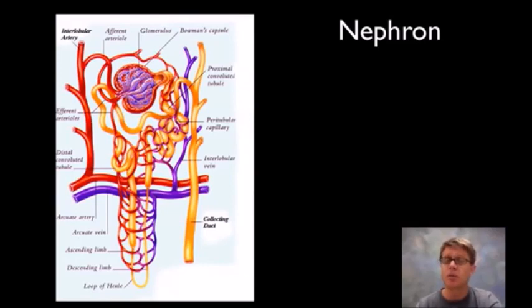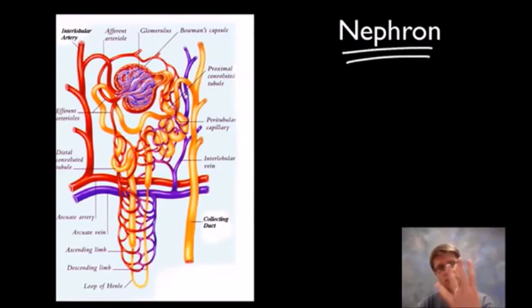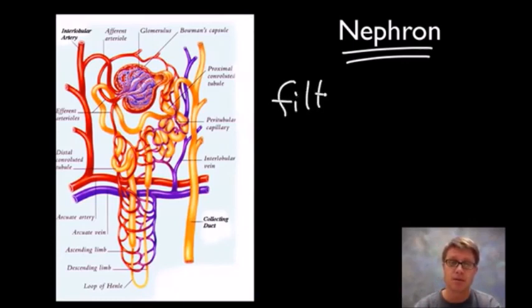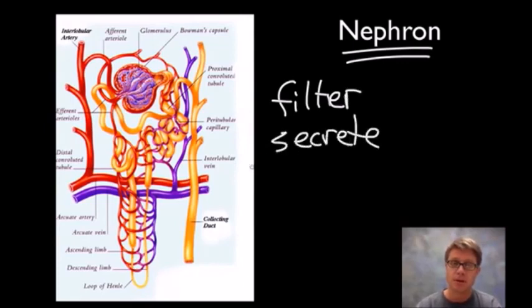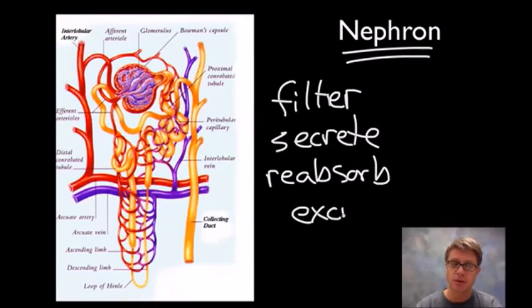Next one would be a little bit more confusing. Again, we're going harder. This would be the nephron. So the nephron is going to be inside the kidney. What a kidney does is essentially fourfold. Number one, it's going to do filtration. So it's going to filter. Next, it's going to secrete. Next, it's going to reabsorb. And finally, it's going to excrete. Those are the four things that a kidney essentially does.